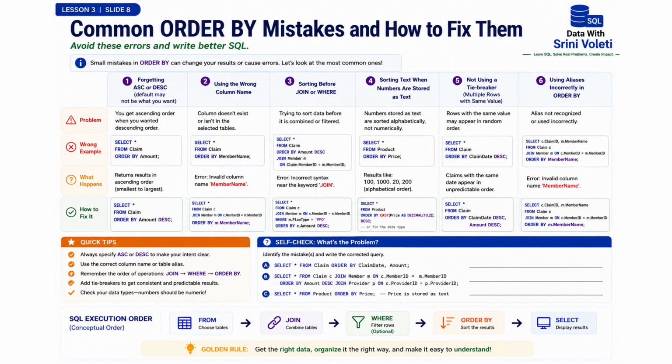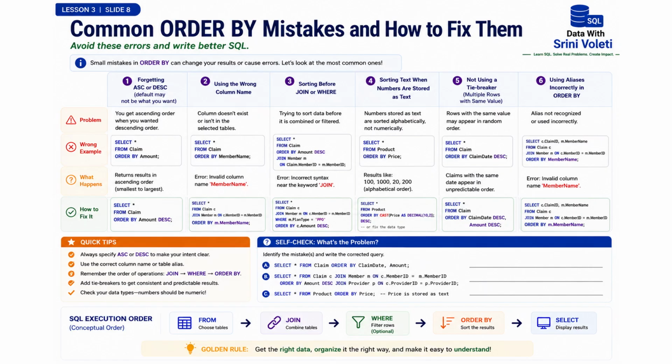Finally, when multiple rows contain the same value, consider adding a second sorting column as a tiebreaker. This produces consistent, predictable results every time the query runs. If you remember just one thing from this slide, let it be this: always verify three things before running your query. Am I sorting the correct column? Am I using the correct sorting direction? Do I need a second column to break ties? Those three quick checks will prevent most order by mistakes you will encounter.